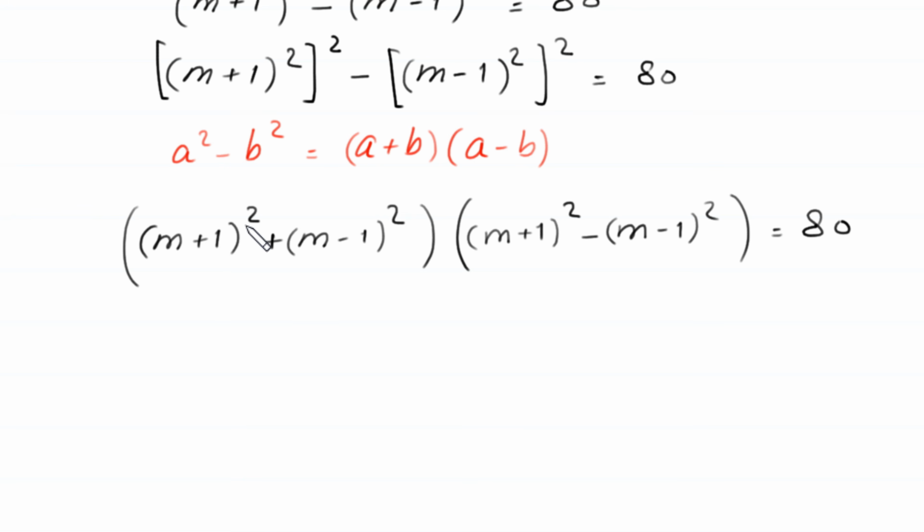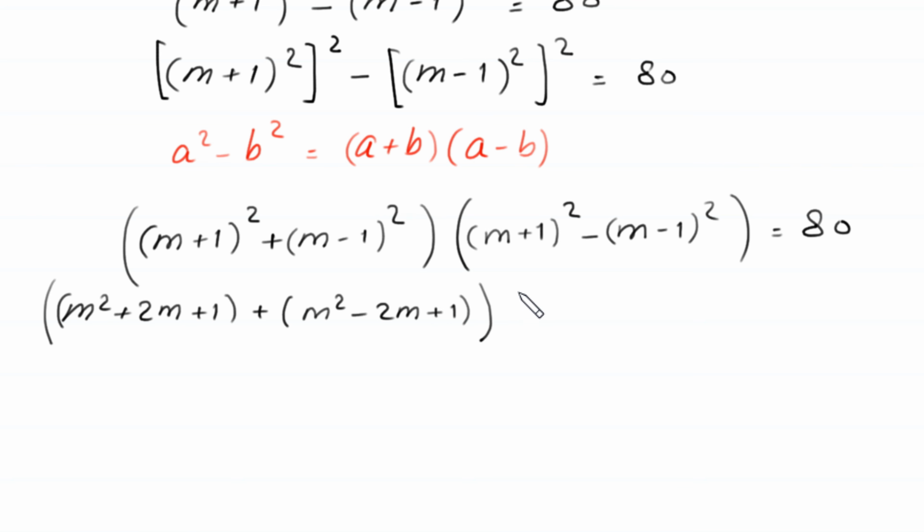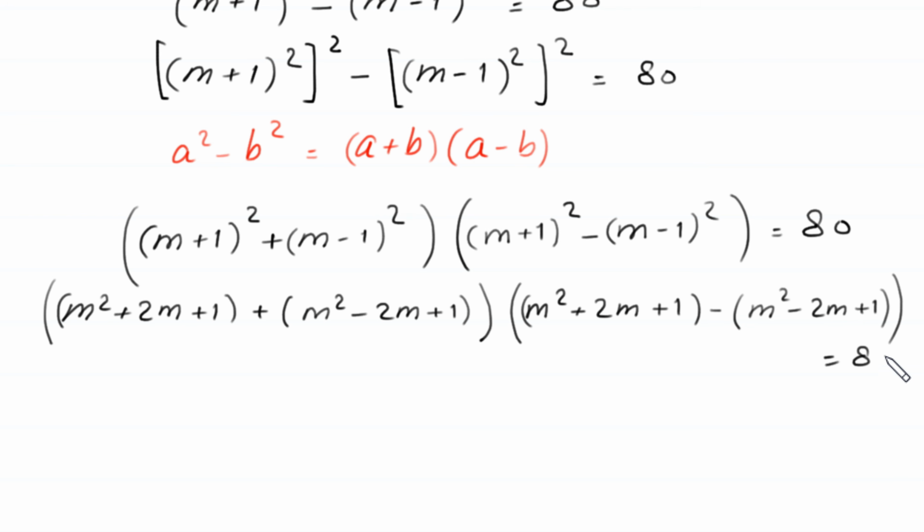Now this (m plus 1) whole squared is equal to m squared plus 2 times m plus 1, plus this (m minus 1) whole squared is equal to m squared minus 2 times m plus 1, times this (m plus 1) whole squared is equal to m squared plus 2 times m plus 1, minus this (m minus 1) whole squared is equal to m squared minus 2 times m plus 1. All this is equal to 80.